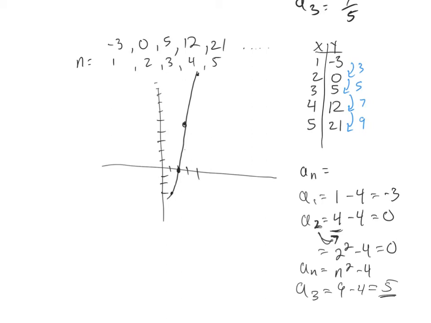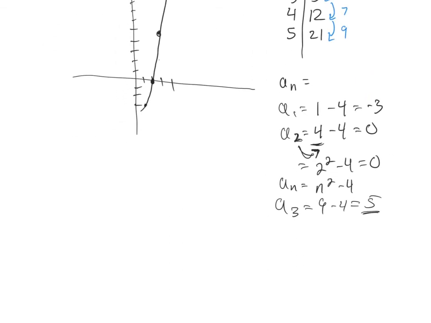Let's go try some other practice ones. Usually these are basically test and non-test. So let's try another one. Let's say a sub n equals a set of numbers. Let's say 93, 86, 79, 72, 65.